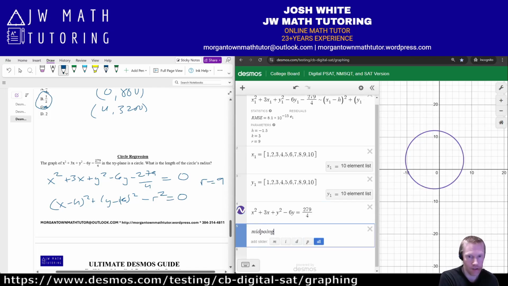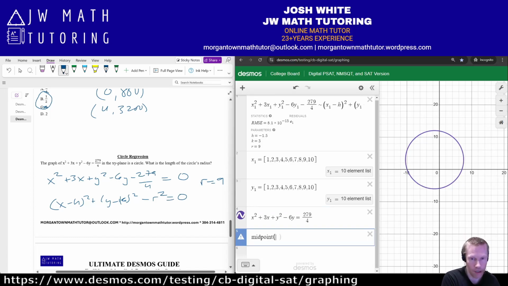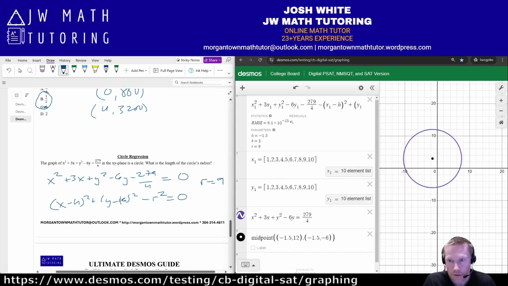And again, to find the center, this was something I covered in my intermediate skills section. We can just find the midpoint of, was it -1.5, 12 and -1.5, -6. Just make sure. Yep, those are both correct. So let's label it right there, -1.5, 3. H is -1.5. 3 is the value of K. R is equal to 9. Those all check out. This is how you can do regression with circles.